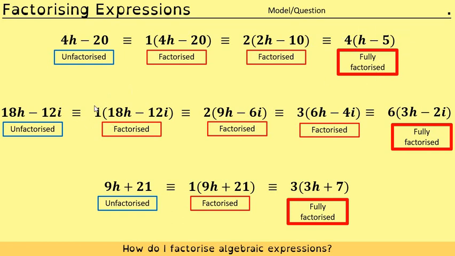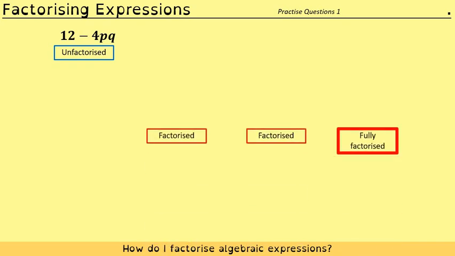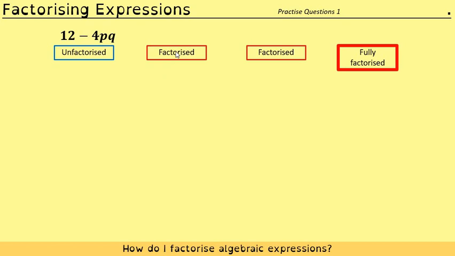For this one, 1 outside the bracket, fine. 2 outside the bracket, also fine, it's mathematically correct. 3 outside the bracket, fine as well. But when we take the greatest number outside the bracket, 6, that's when it's fully factorised. So you're going to have a go at some practice questions. I've got an unfactorised expression here, 12 take away 4pq. And for this expression, there are 2 factorised expressions and 1 fully factorised expression. So pause the video now and see if you can find all 3.